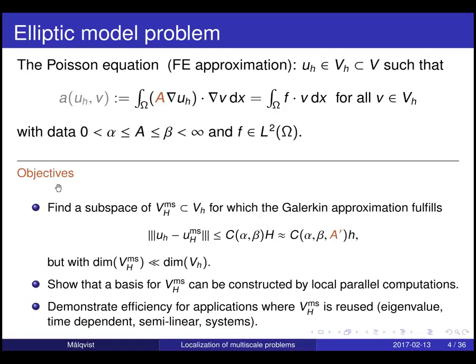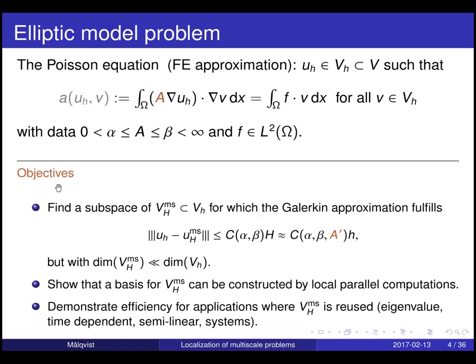We want this error to depend on the capital H, which is a coarser mesh size, so capital H is bigger than small h, but we want to get rid of the dependency on the derivatives of A in this constant. And typically we want this to be of the same size as the error for the finite element approximation UH. So we get a solution of similar quality as the reference finite element solution, but the matrix we need to invert should be much smaller than the matrix for the finite element approximation.